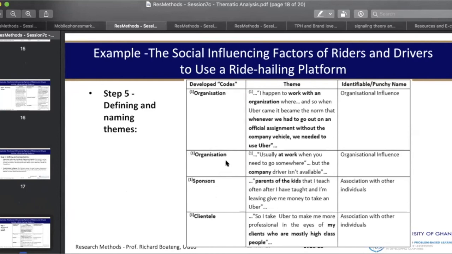Okay, then here, the develop code at the first level, organization again. So we have in here the paper. Usually at work, when you need to go somewhere but the company driver is not available, organization influence.